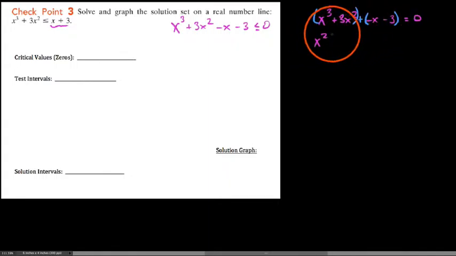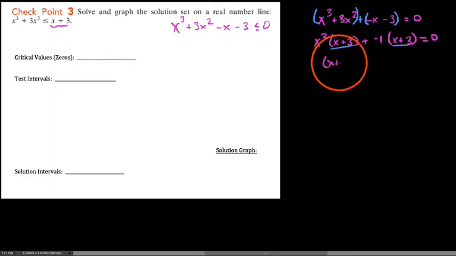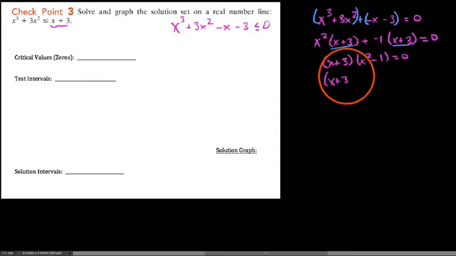And I notice that an x squared comes out of the first two terms here. We get left with x plus 3. And then here we can take out a negative 1. And so we get left with x plus 3 over here as well. Both of these terms that we're adding together have an x plus 3 in common. So if we carry that x plus 3 out front, we notice we get left with an x squared minus 1, which also factors.